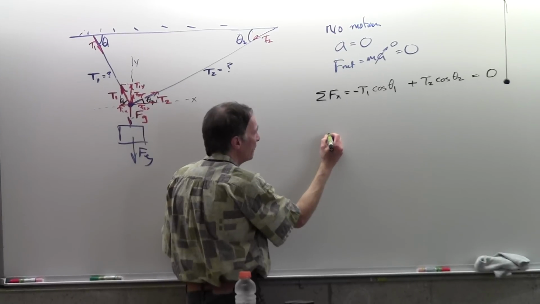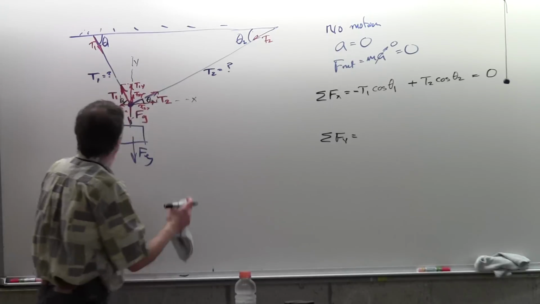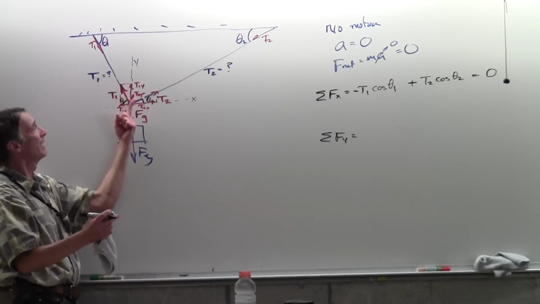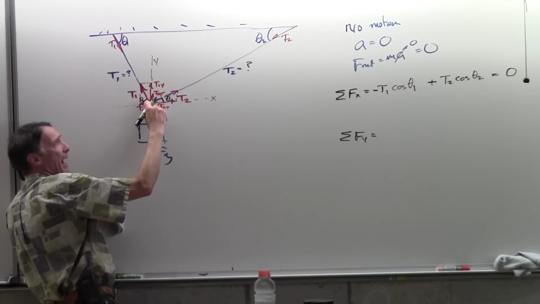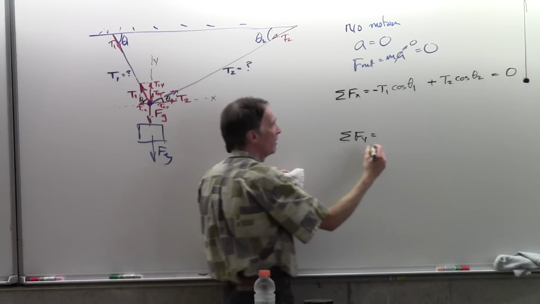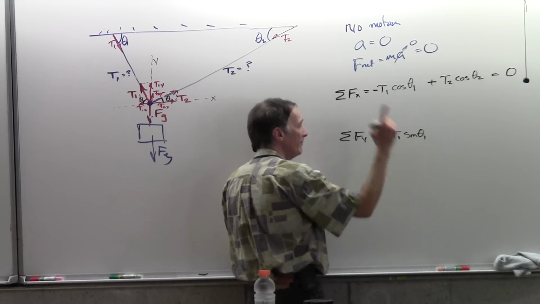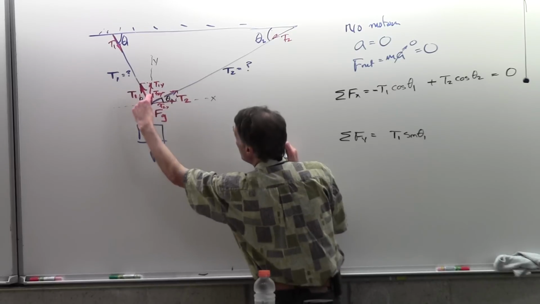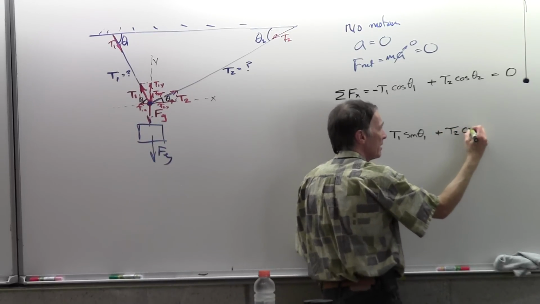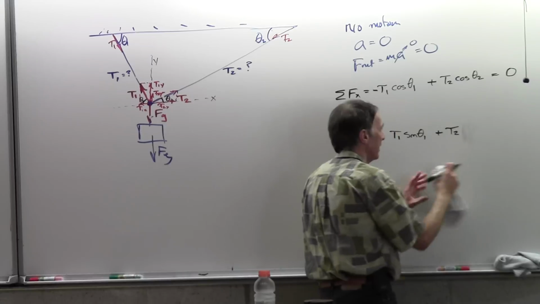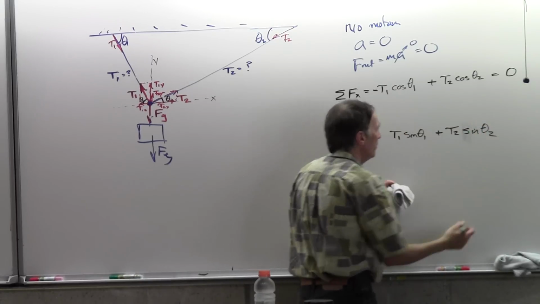So we'll do the sum of the forces in the y direction. That's going to be, pointing up, I've got T1 in the y. That's equal to the side that's opposite the angle. So I'm going to go T1 times the sine of theta 1. That's up. Also, T2 is up. That's going to be plus T2 times the, not the cosine, but the sine of theta 2.